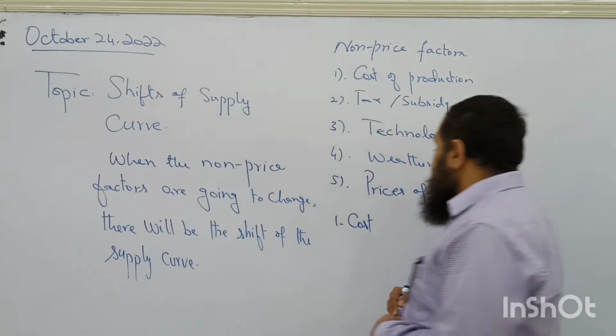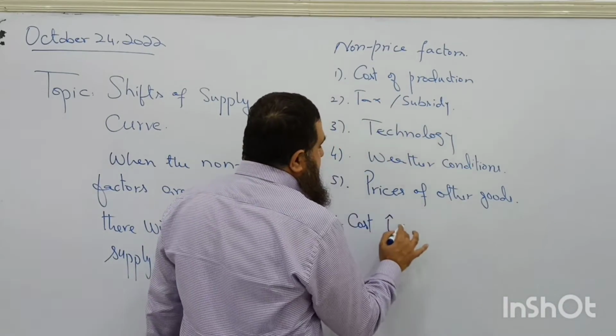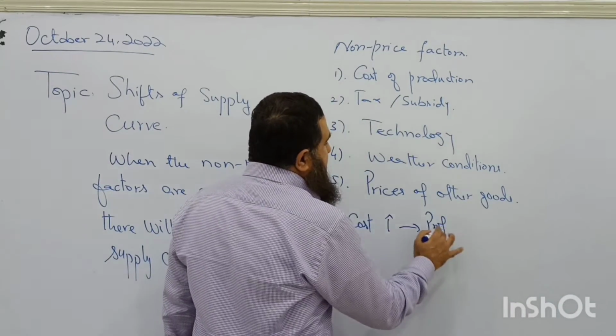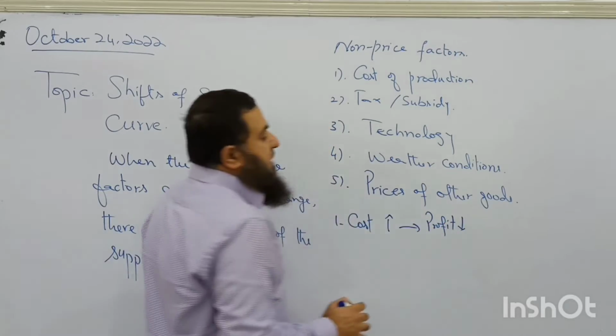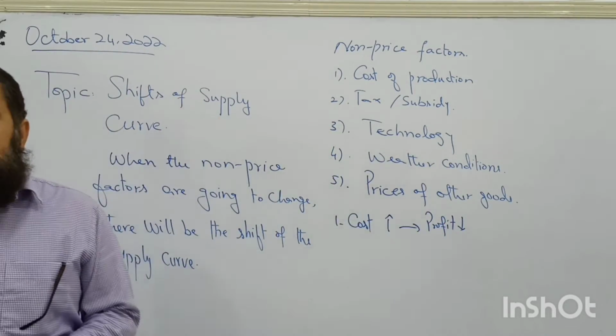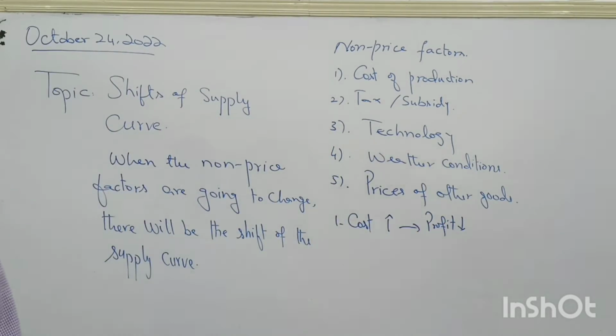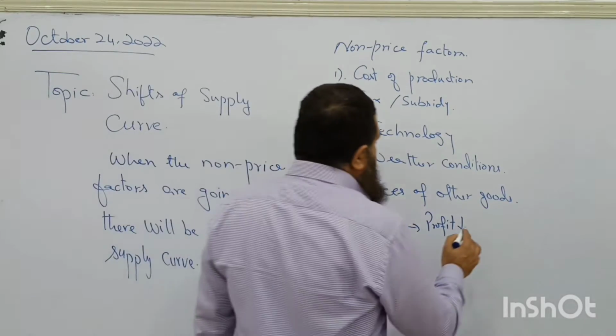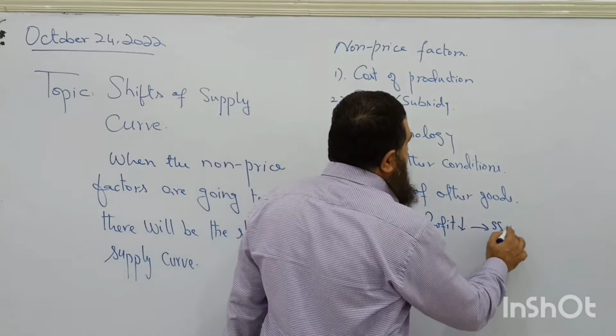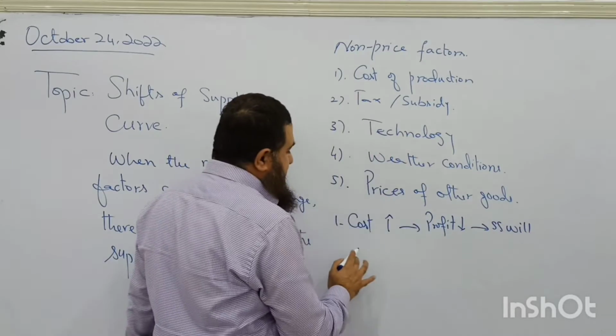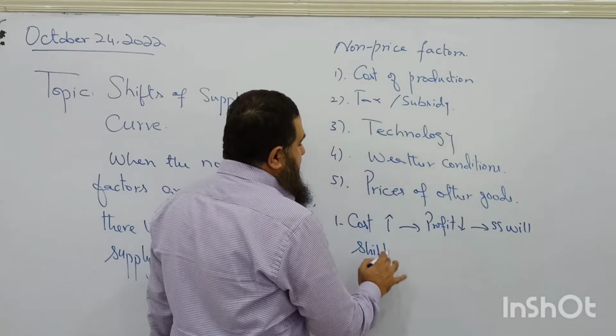If cost has increased, what happens? The profit of the firm will decrease. When profit decreases, they will supply less output in the market. So the supply will shift leftward.